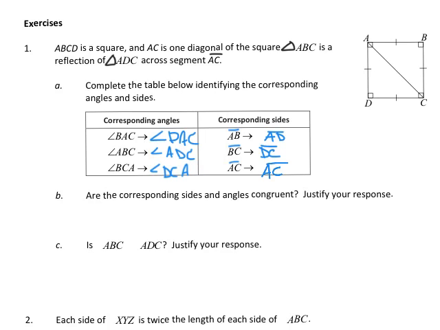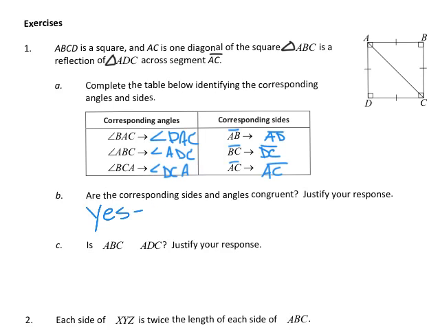And then the next question, are the corresponding sides and angles congruent? And justify your response. Well, because we started off with a triangle, and we reflected that triangle through a line of reflection. That's a rigid motion, so it preserves angle measurements and side lengths. So the corresponding parts are going to be congruent to the original. So the answer is yes, because a reflection is a rigid motion. Actually, that'll be the answer for the next part.